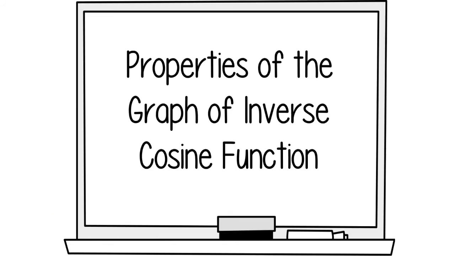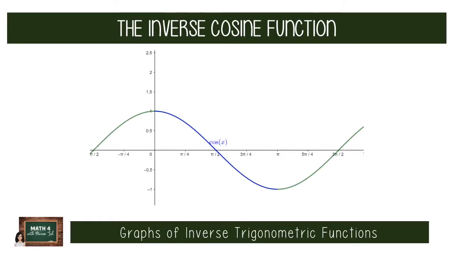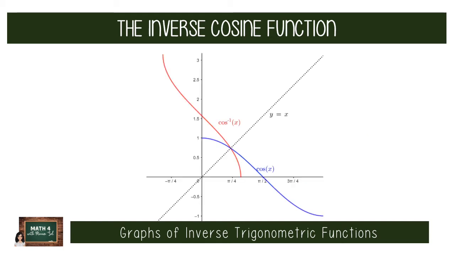Let us also examine the inverse cosine function. Similar to what we did to the sine function, we also have to restrict the domain of the cosine function so we can obtain its inverse. The graph in the restricted domain 0 to pi inclusive is in blue. Now that we have restricted the domain of cosine x, we can obtain cosine inverse of x. Its graph is shown in red. As you see, they are also symmetric along the line y equals x.